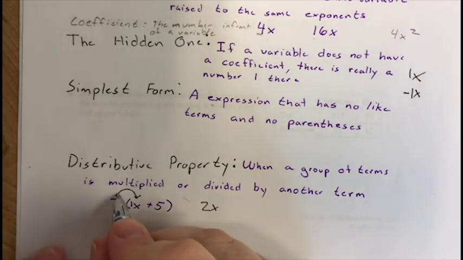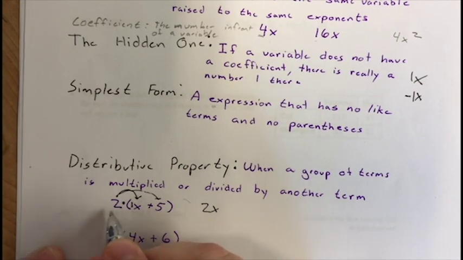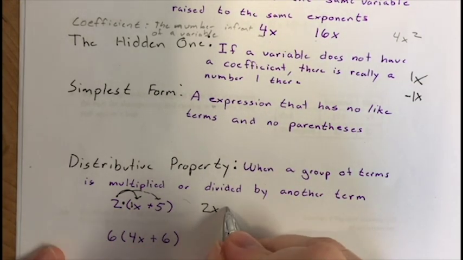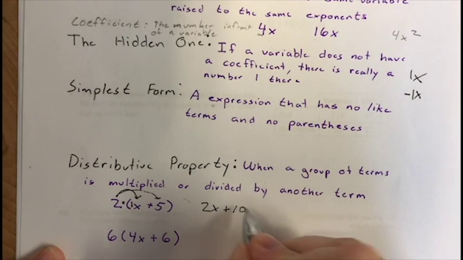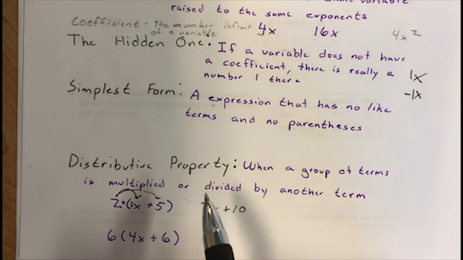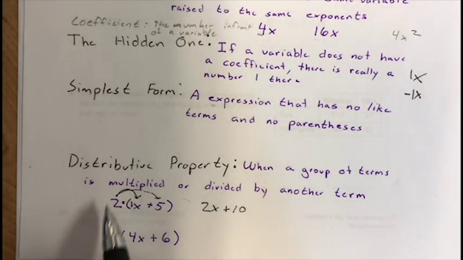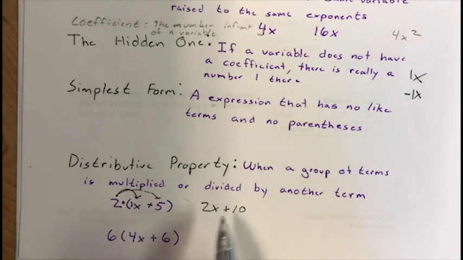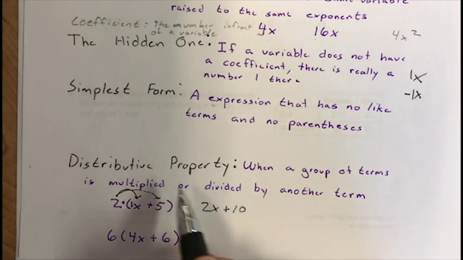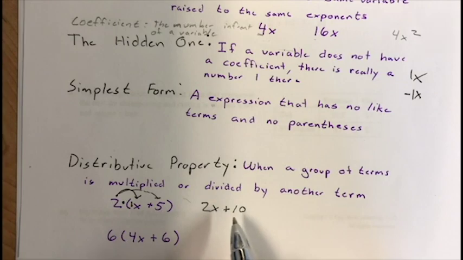Now I'm going to do the same thing. I'm going to multiply it on this part. 2 times a positive 5 gives me a positive 10. So I've used the distributive property. I simplified this expression so that it has what? No like terms and there are no parentheses. I just simplified this expression.